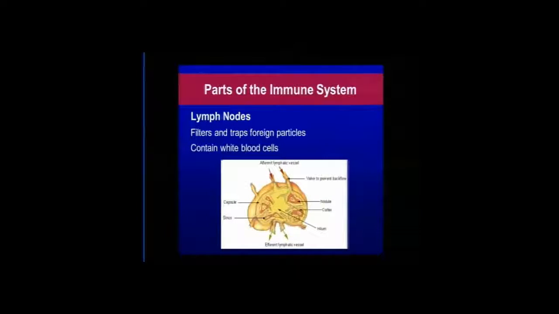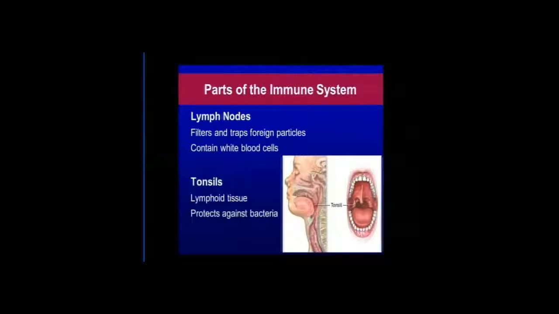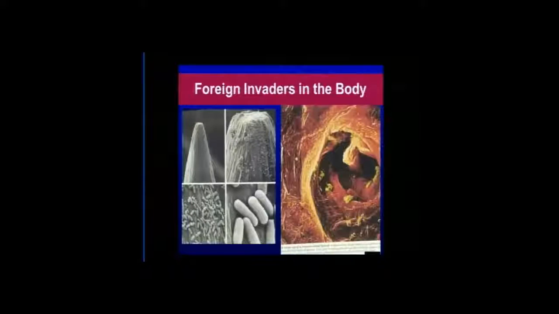And here we have a lymph node as one of the things. Also, we have tonsils. As soon as we eat something, we're exposing our body to pathogens, bacteria, viruses, and things. The tonsils are located there to help protect the oral cavity and the throat against bacteria. We also have the thymus, which produces T lymphocytes, and we have the spleen, which cleans the blood.